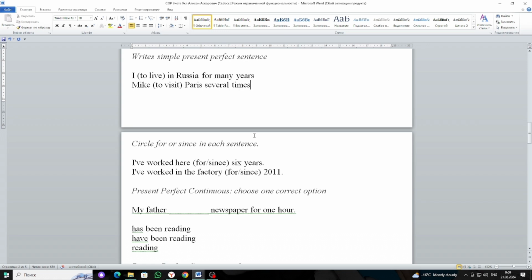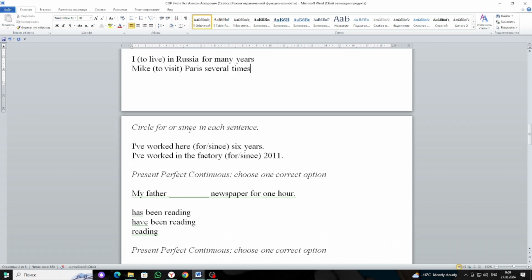Next, circle for or since. Since пен for-ды қоямыз. I have worked here for 6 years. Мен мұнда 6 жылдан бері жұмыс жасаймын. I have worked in the factory since 2011. Мен мұнда 2011-ден бері жұмыс жасаймын дейді.